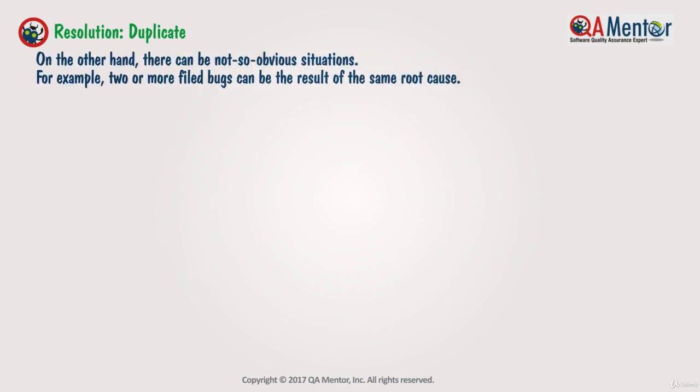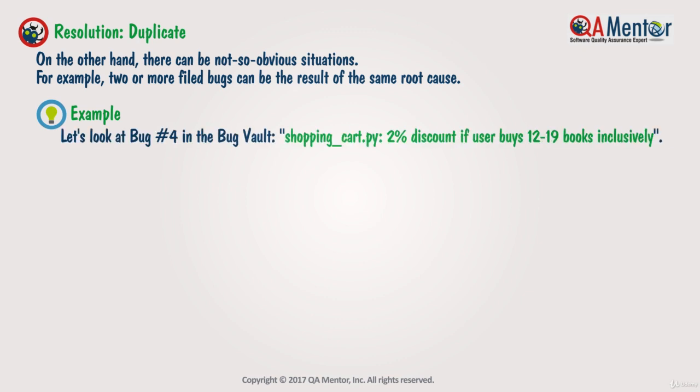On the other hand, there can be not so obvious situations. For example, 2 or more filed bugs can be the result of the same root cause. Example? Let's look at bug number 4 in the bug vault, shoppingcart.py, 2% discount if user buys 12 to 19 books inclusively. The wrong way to do it is to file 8 bugs.